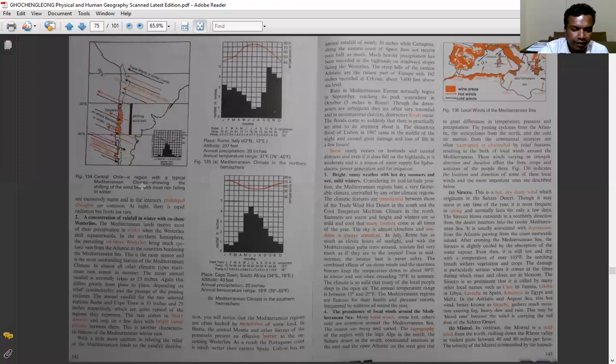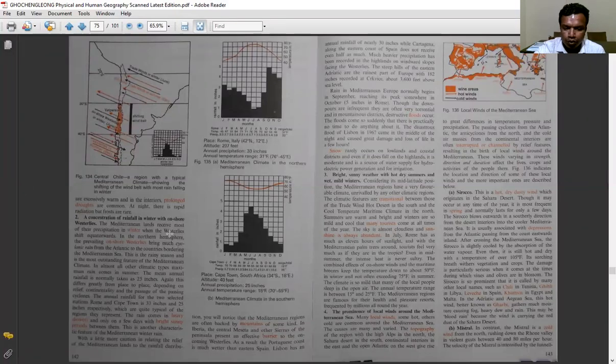There are two types of winds. One is called as onshore winds and another is called as offshore winds. So onshore winds are those winds which move from sea towards land. These are called as onshore winds, and the winds which blow from land towards sea, these are called as offshore winds, right?